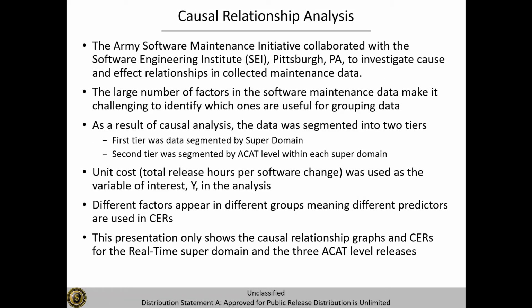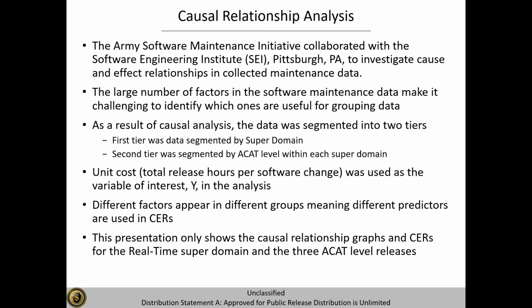And as Brad said, we did this in conjunction with Mike Conrad, Bill Nichols, and Bob Stoddard, who helped us with this. We looked at all of the factors that we had included in the database, and we did a bunch of analysis on this. And basically, once we did all the analysis, we came down to superdomain and ACAT level being the main tiers that we did, and then within each superdomain and each ACAT level, we looked for the factors that had a causal impact on data.